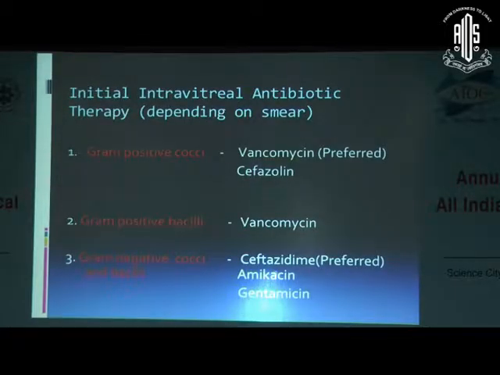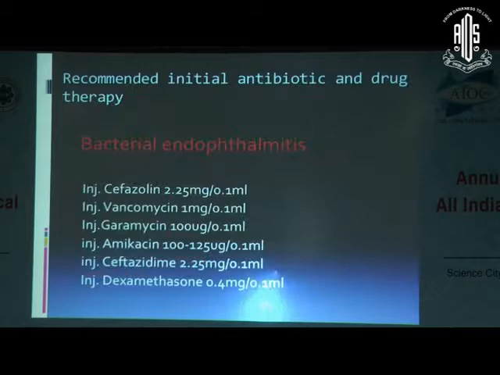So some of the drugs: for gram-positive cocci, vancomycin is the preferred drug. For gram-positive bacilli, again vancomycin is the preferred drug. However, for gram-negative cocci and bacilli, ceftazidime, amikacin and gentamicin are the preferred drugs. So these are the drugs which are usually used. In the end, you can see that there's a steroid which I have listed. If we do a KOH preparation from the aqueous tap and we see that there is no fungus, then we can give an intravitreal injection of dexamethasone to decrease the inflammation along with the intravitreal antibiotics.